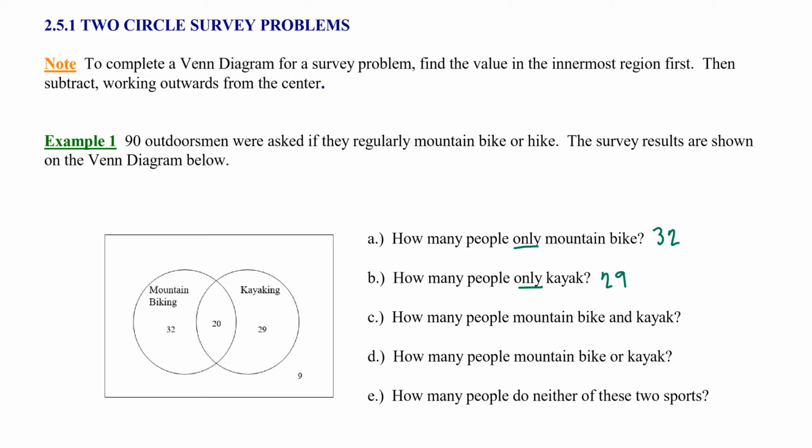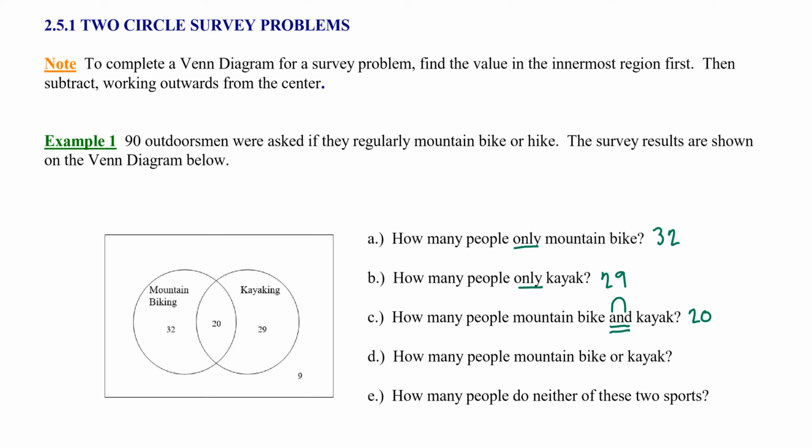Example C says, how many people mountain bike and kayak? That word "and" is very important, and we've learned that it's associated with the intersection of 2 sets. And communicates intersection. So we're looking on the Venn diagram for the overlap of the mountain biking and kayaking circle. We're looking for the intersection of those 2 circles. So the people in that region, there's 20 of them, both mountain bike and kayak.